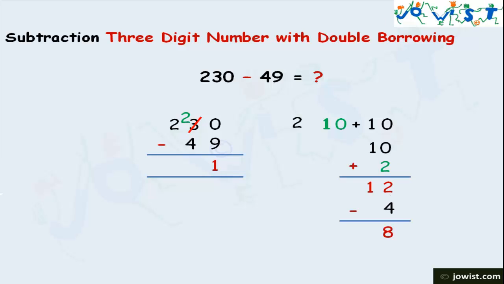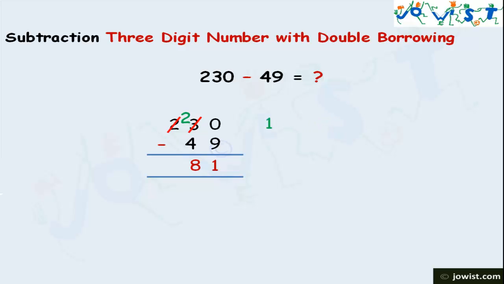12 minus 4 is 8. 8 will be written in the tens place in the result as shown. As we have taken 100 from 200, 100 will be left. This one will be brought down, making the result 181. When 49 is subtracted from 230, it gives a result of 181.